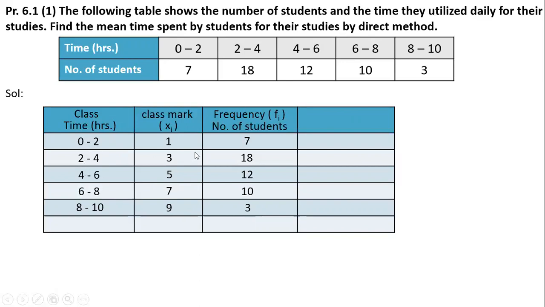Now, once you have Fi, once you have Xi, how do I find out Fi Xi? I multiply Fi and Xi. So I multiply 7 into 1, 7. I multiply 18 into 3, 54. I multiply 12 into 5, 60. I multiply 10 into 7, 70. I multiply 3 into 9, 27. It's a very simple one. Once you are done with the table, solving ahead becomes easy.